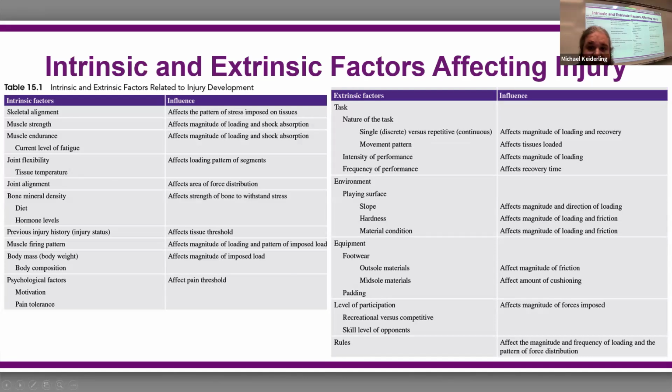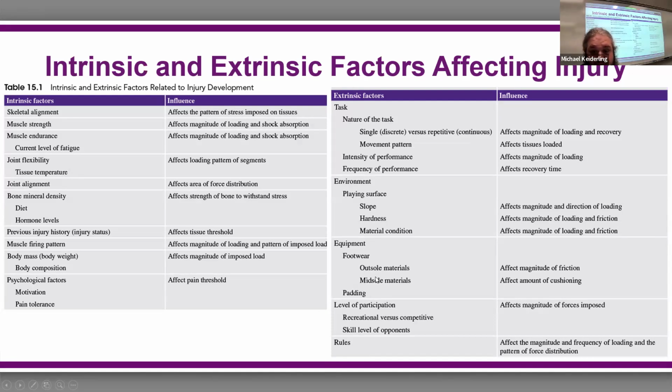Well, extrinsic factors are things like the nature of the task. Is it a single discrete action versus repetitive or continuous actions, which affects the magnitude of loading and recovery? The pattern involved, which affects which tissues are loaded. The intensity of the performance, which affects the magnitude of the loading. The frequency of the performance, which affects your recovery time. Your environment can be things like your playing surface. The slope can affect the magnitude and direction of the loading. The hardness affects the magnitude of loading and friction. The material condition affects the magnitude of loading and friction.